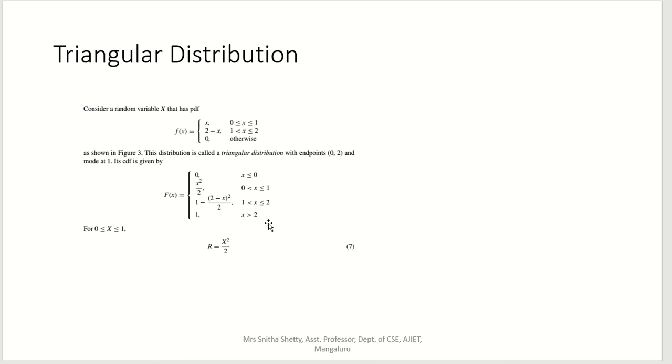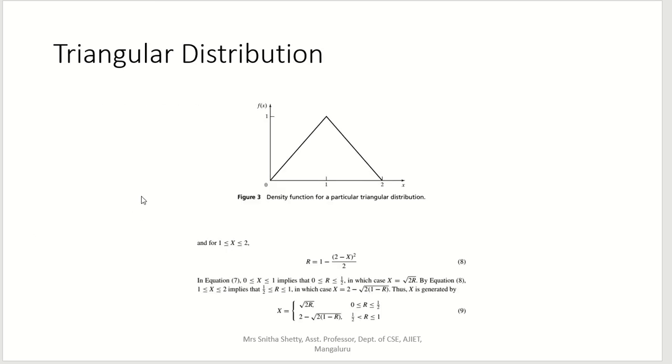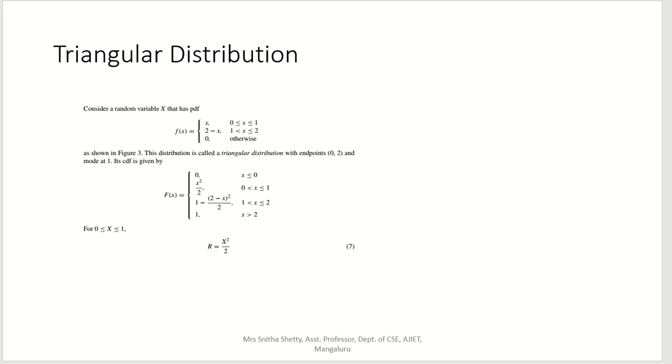Similarly, what is the cumulative distribution function? They have given the formula F(x). If x is less than 0, the CDF will be 0. If x ranges from 0 to 1, from here to here, what is the CDF? The CDF is x square by 2. So if x is between 0 to 1, the CDF is x square by 2.